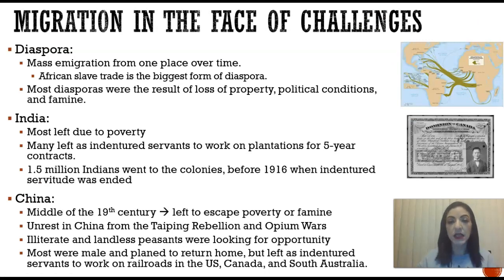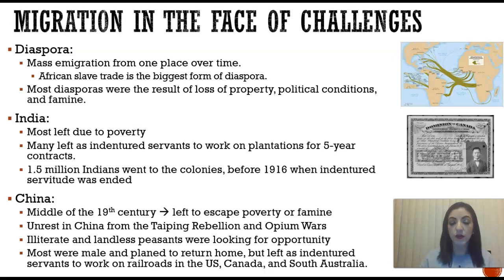Okay, so migration in the face of challenges. So you have a diaspora. I mentioned that word before, but I mentioned it really early on. Diaspora is when you have the mass immigration of one people from one place over time. I mentioned it when we talked about the Jewish diaspora, because the people of the Jewish religion have been forced to move continuously throughout history. And so the biggest example that we have of diaspora is probably the African slave trade, because they were forcibly removed from their home and then sold to countries in different places to go and work.